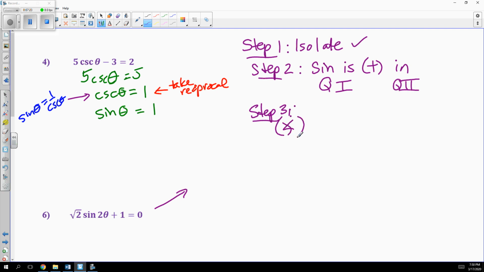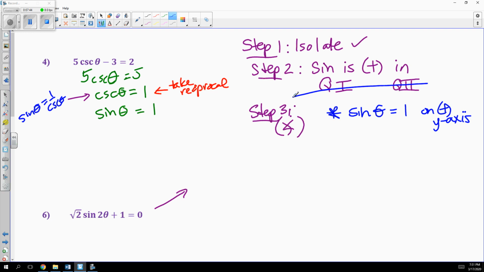In this case, it actually doesn't lie in a particular quadrant. Remember that this one is tricky because sine theta equals 1 lies on the positive y-axis. So that one really didn't help us a lot. This one didn't do us a lot of good right here.